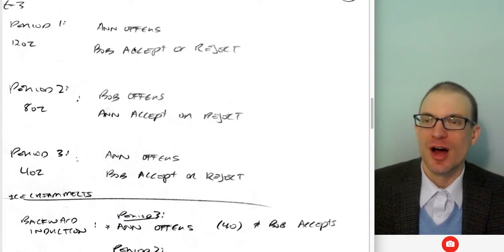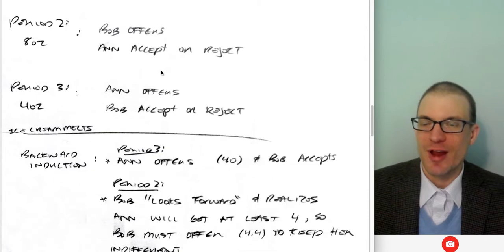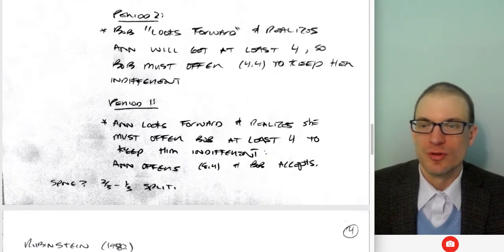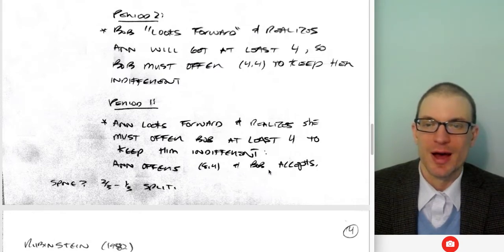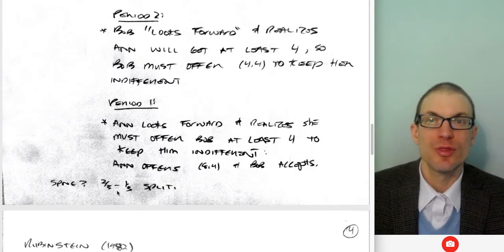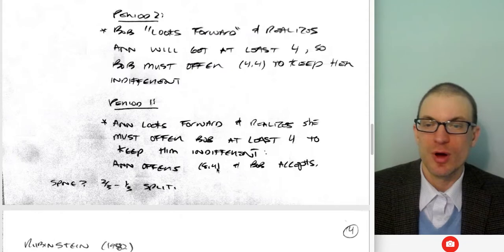So Ann is going to offer Bob 4, keep 8 for Ann's self. So Bob is going to get at least 4. Ann is going to offer 8-4, 8 to Ann, 4 to Bob, and Bob is going to accept. This subgame perfect Nash equilibrium is our 2/3, 1/3 split, right? 2/3 of 12 is 8, 1/3 of 12 is 4.